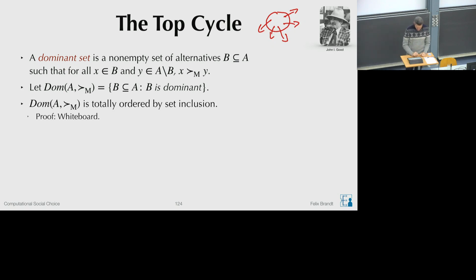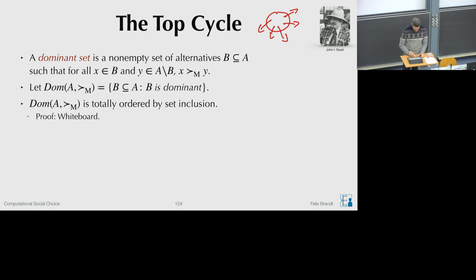What Good and others have shown, I didn't call it a theorem because it's fairly obvious, is that the set of dominant sets is totally ordered by set inclusion. That sounds like a very fancy thing, but it just means that dominant sets are contained in each other. For a given directed graph, we can have several dominant sets, and this is saying that whenever we have a pair of dominant sets, A and B, then either B is contained in A or A is contained in B.